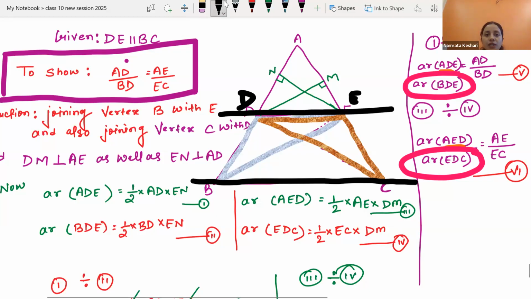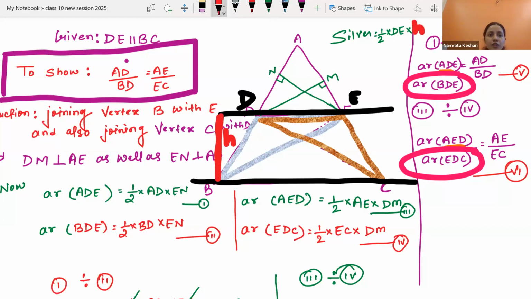So for the silver one, area will be 1 by 2 into base. Base you are taking as DE, you can see here DE base, that is matching, into height. Height means from the opposite vertex you will drop the perpendicular. Can you see the perpendicular, the red one, the height? Can you see it?